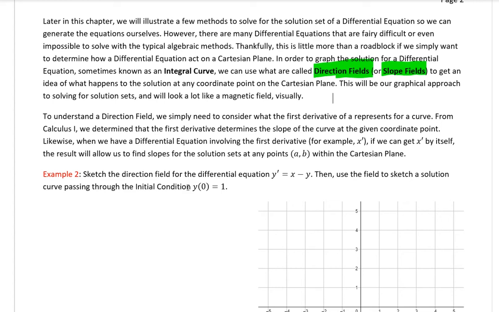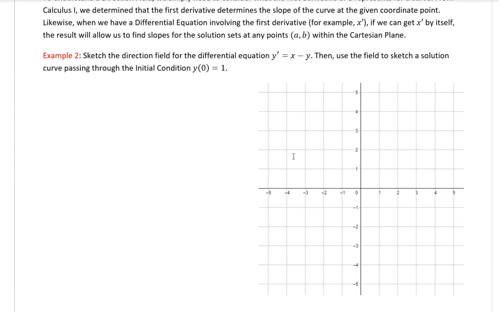Now, these are going to be for what we call first order differential equations, where we have the first derivative given to us, and that's really the highest one that we have. So what we're going to do here is show what happens when we sketch the direction field for the differential equation y prime equals x minus y. And then we're going to use the field to sketch the solution for the initial condition of 0, 1. Okay, so we'll get to that second part in a moment. But let's start to sketch this. Again, all we're going to do is plug in some points. So let's say x and y. We can start plugging in some points, and then we'll get our resulting y prime.